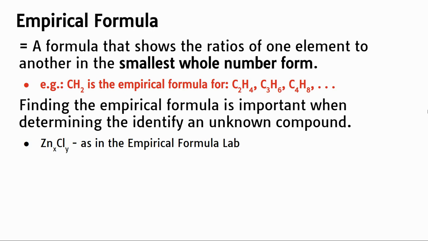Finding the empirical formula is important when we don't know the identity of a compound and we want to figure it out. And this is exactly what we've done in our empirical formula lab with the zinc chloride, when we didn't know how many atoms of zinc combined with how many atoms of chlorine. So let's take a look at how we would do that.